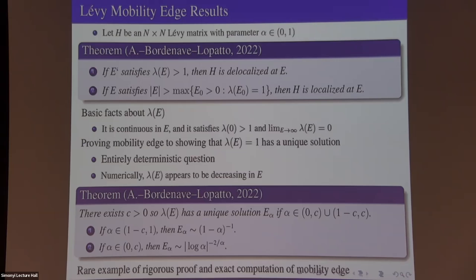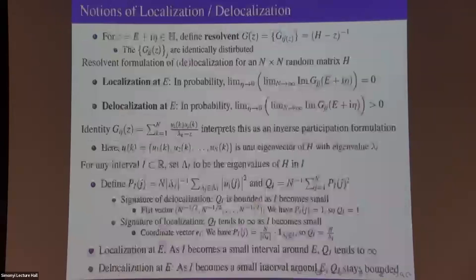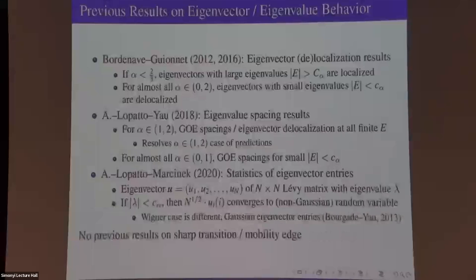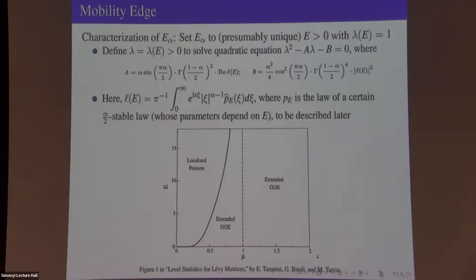Could you flash again the definition of lambda? Yeah. So it's the solution to some quadratic equation. Oh, I see. Yeah. So it's pretty explicit. If I didn't tell you what P was, but it is pretty explicit.